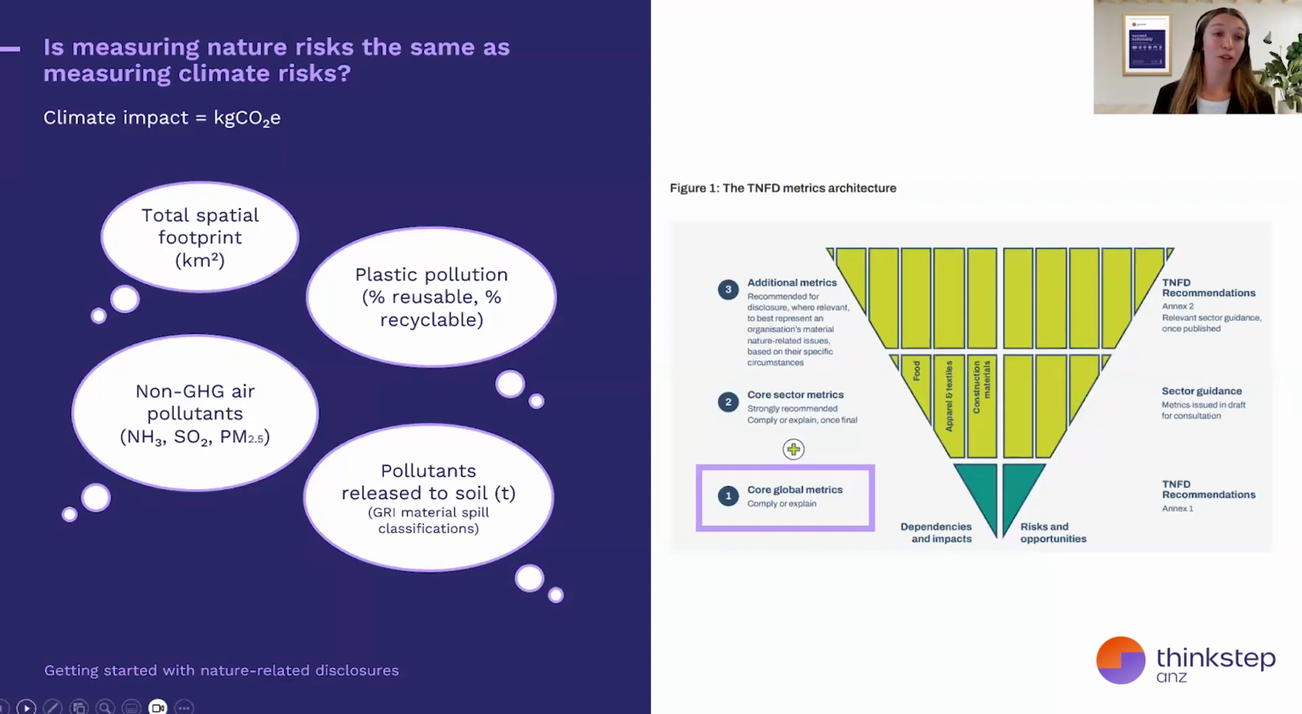The almond farmers might be looking at bee populations, or the apple farms at disease, the mine at rainfall patterns. The TNFD have provided a set of core global metrics, and more recently, sector-specific guidance for companies to follow. And you'll probably find a lot of these are pretty familiar to you already, like plastic pollution, spatial footprint, hazardous waste management. Others will be potentially new for you.